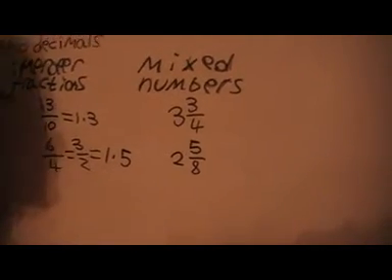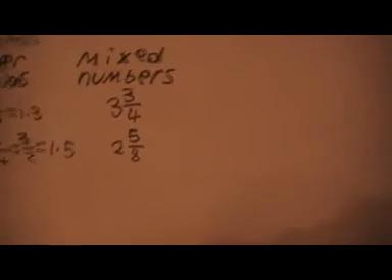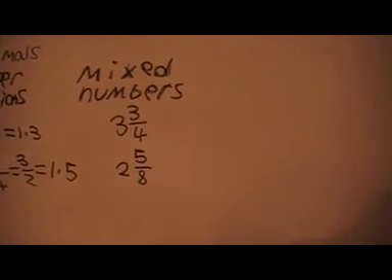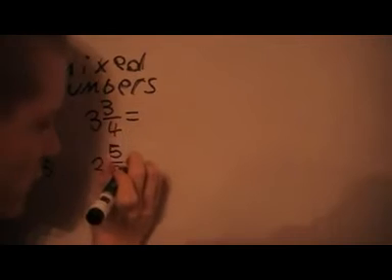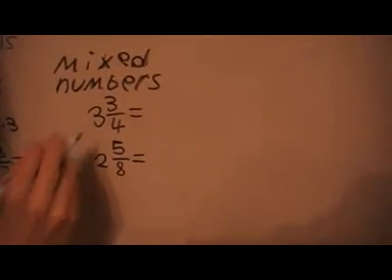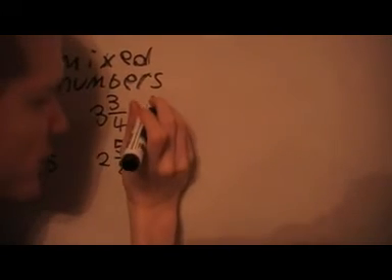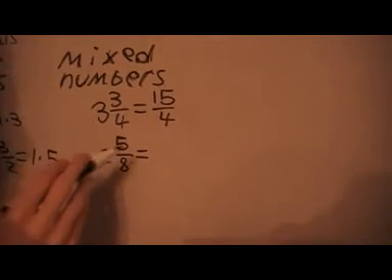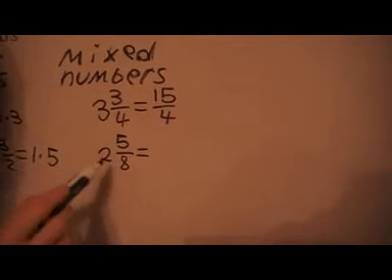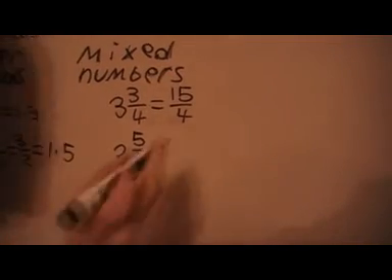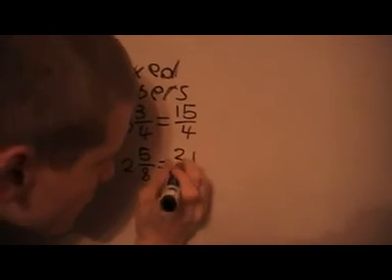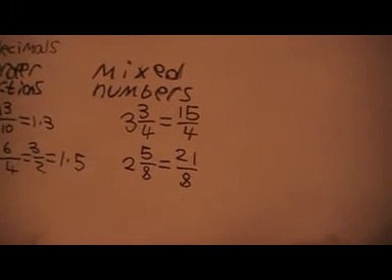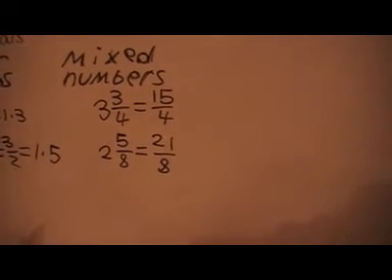And finally, for mixed numbers, we'll change them to improper fractions. So let's do that first. Let's change these both to improper fractions. This as an improper fraction is going to be 15 quarters. And this one here as an improper fraction is going to be 21/8. And then we'll do the division.